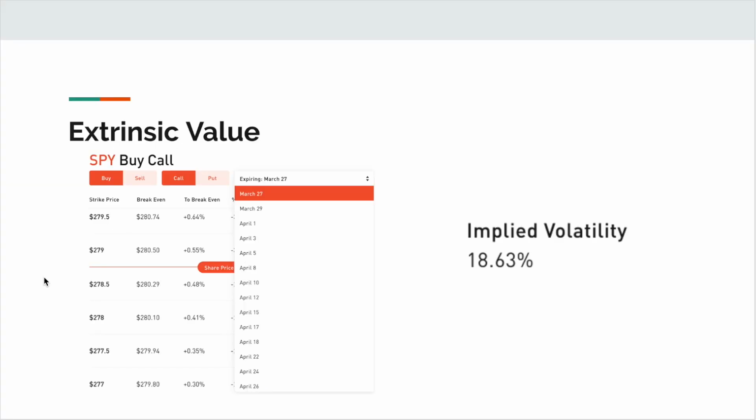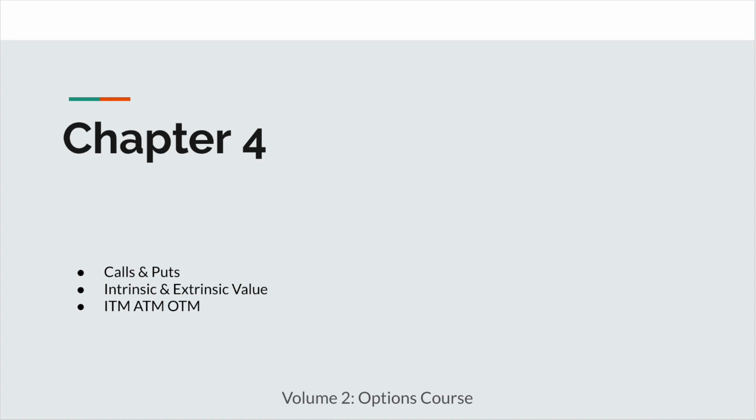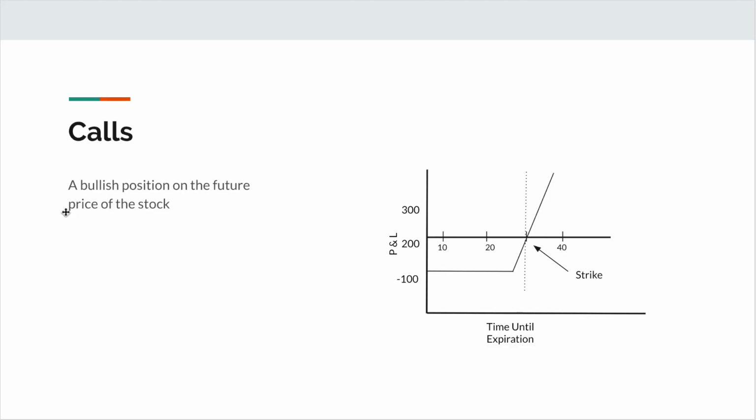So that brings us to the end of chapter 4. Again, let's recap. In chapter 4, we talked about calls versus puts. Calls being a bullish position on the future price of the stock, so the strike price is going to be higher than the current trading price. Puts are the opposite, so you are betting against the stock here. You're betting that the stock will be less valuable in the future, so your strike price is going to be lower.